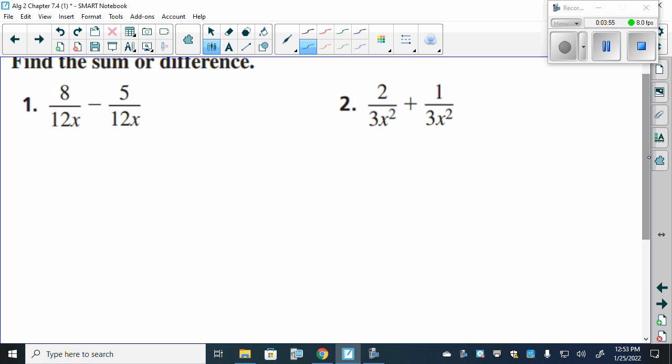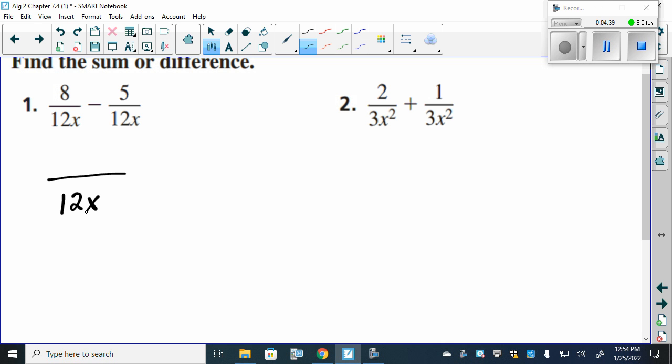Let's look at these next two. Well, for number one, we have 8 over 12x minus 5 over 12x. You probably see that 8 and 12 do have a greatest common factor that we could simplify, yes? But for us to be able to add or subtract, we need the denominators to be the same. So at this point, I wouldn't want to simplify 8 over 12x, because if we do that, the denominators wouldn't be the same anymore. So we can't do that quite yet. But since the denominators are both 12x, we can subtract the numerators from each other.